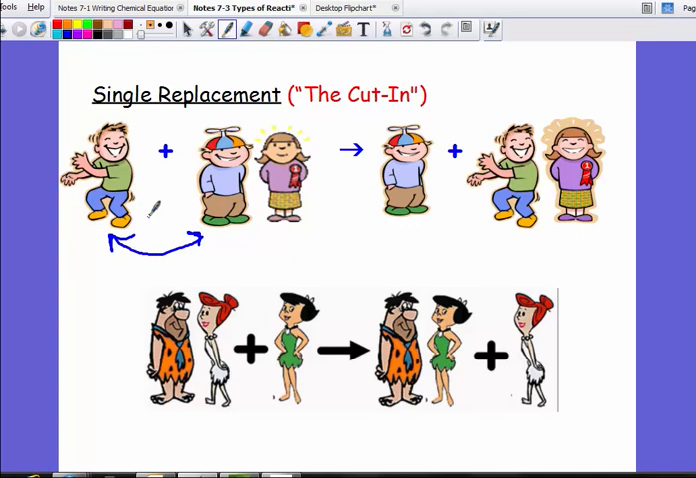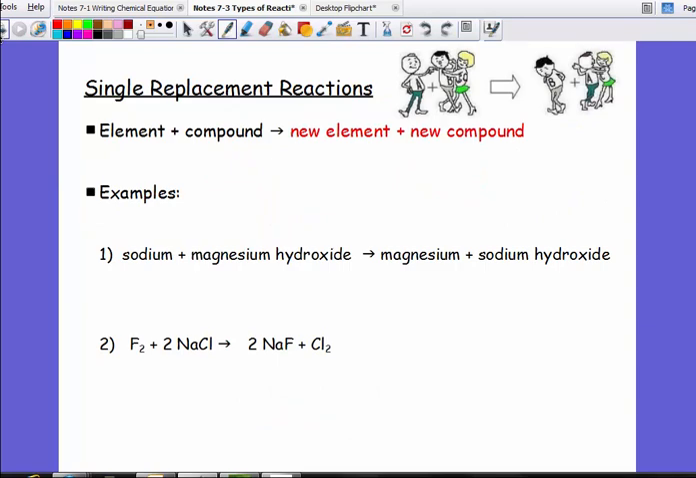The other way a single replacement reaction can happen is when the girls switch places in my relationship analogy. In the second example here, Betty and Wilma are going to switch places so that in the end, Fred is with Wilma. Technically, a single replacement reaction is when an element and a compound get together to make a new element and a new compound.